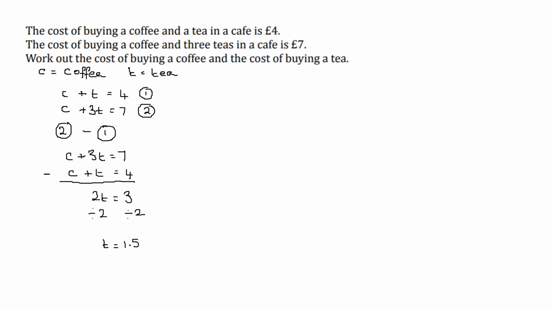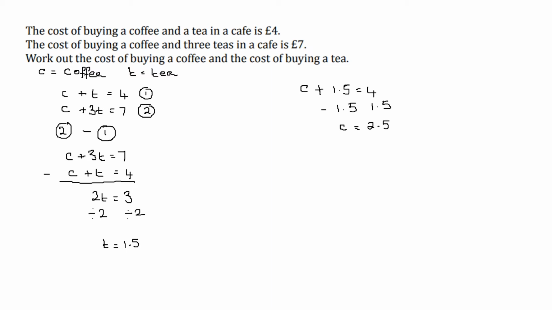I'm now going to substitute this value of T back into one of my two equations. So I'm going to substitute it, I'll just choose equation 1. So C plus, I know that T is equal to 1.5, 1.5 is equal to 4. I'm going to subtract 1.5 from both sides. So C will be equal to 2.5.